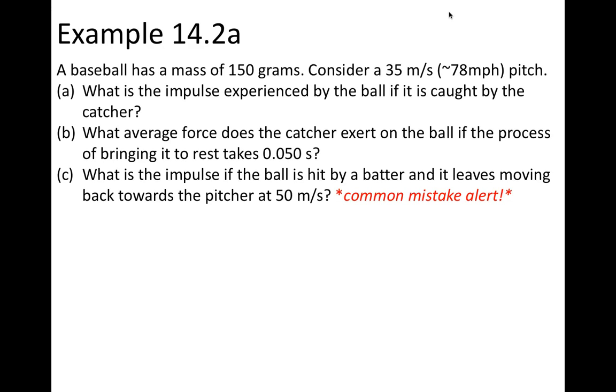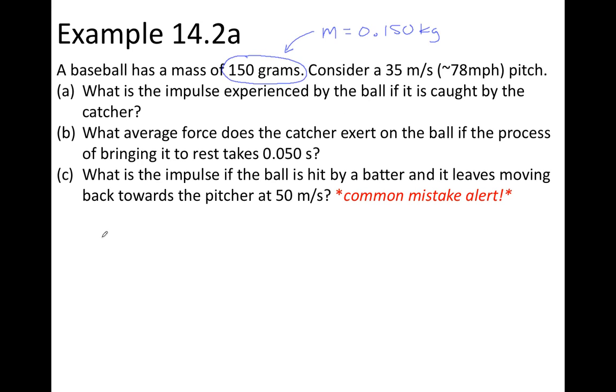Now for some examples. A baseball has a mass of 150 grams. We should immediately take this and convert it to kilograms. That's giving us the mass. Converting this to kilograms, we'll divide by 1,000. There are 1,000 grams in a kilogram, so 150 grams is 0.150 kilograms. Let's consider a 35 meter per second pitch. That's about 78 miles an hour. What is the impulse experienced by the ball if it is caught by the catcher?